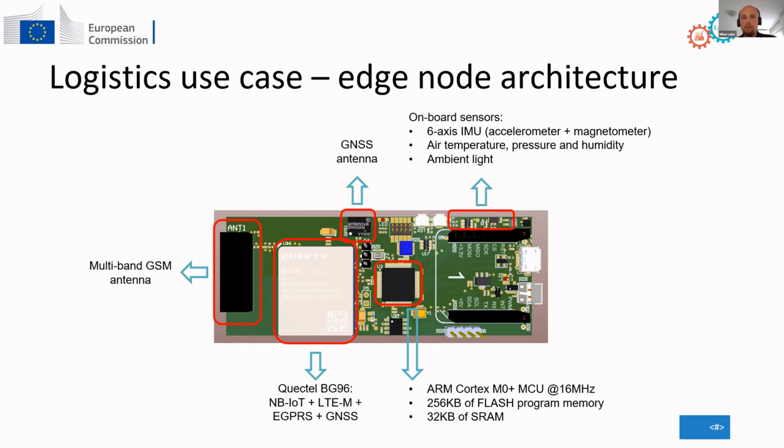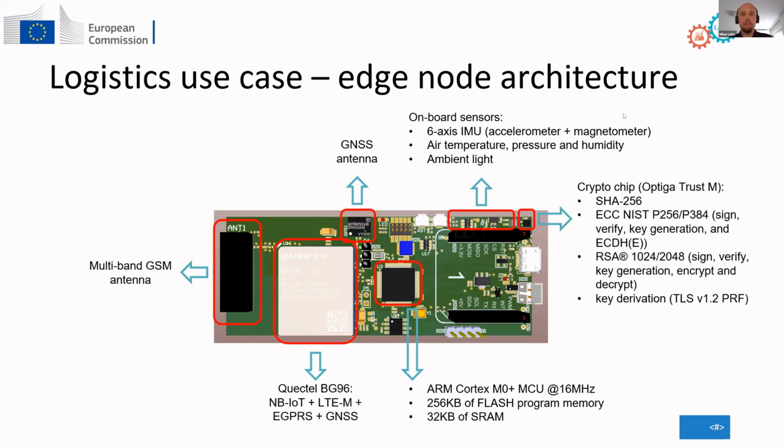Okay, about the sensing part, I already mentioned what kind of sensors we have. There is a 6-axis inertial measurement unit, plus the environmental sensors and the ambient light. And we also have here a mikroBUS connector, which allows us to attach additional click boards containing sensors or actuators or whatever we need.